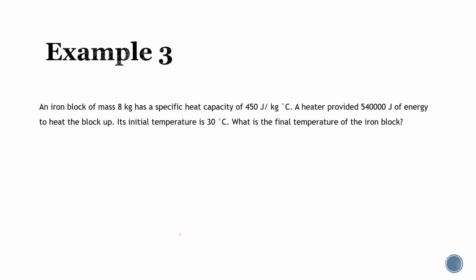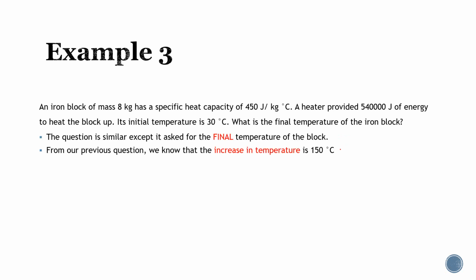Example 3 is actually an extension. It's the same question, except that the question is changed. I give you the initial temperature of 30 degrees, and what is the final temperature of the iron block? From our previous question, we know that the increase in temperature is 150. Since it started from 30, the final temperature will be 30 plus 150 equals 180 degrees Celsius.